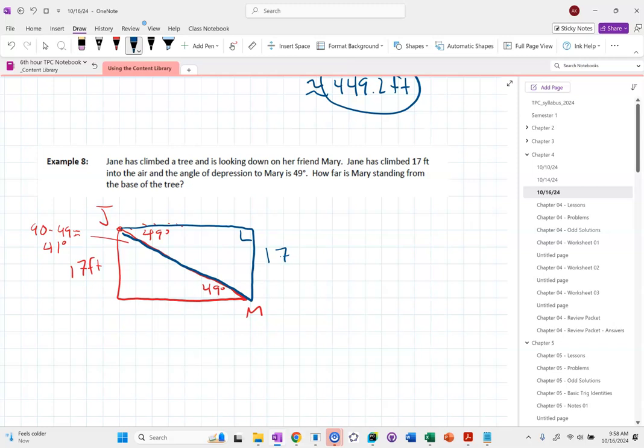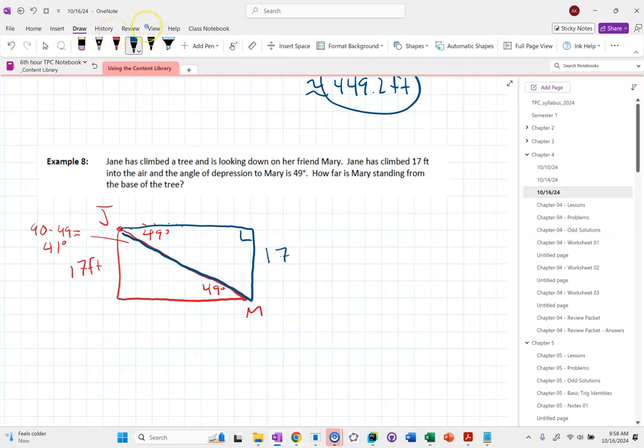Everybody's okay? I promise you, you're going to see a problem just like this on your test. I'm going to try to trick you to get you to put that angle of depression in the wrong spot. I'm telling you now to look out for this. Does everybody understand where the 49 needs to go? You're going to remember to be careful about it in the future. I'm telling you right now that I'm going to try to trick you again with it. Okay.